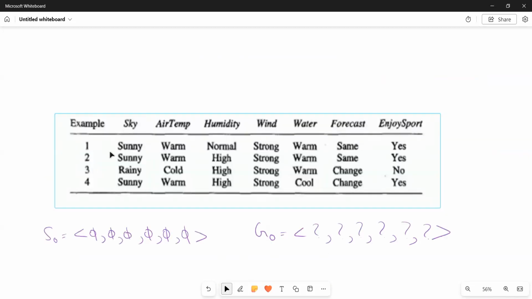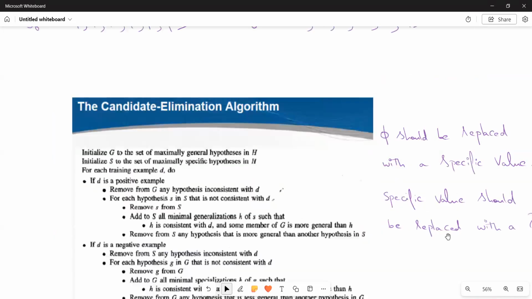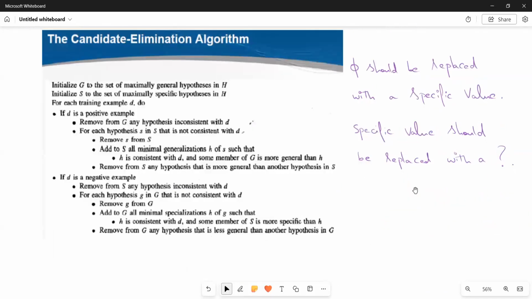These are your specific values: sunny, rainy, warm, cold, normal, high, strong, your same and change. These are your specific values. And when you go for a comparison with your specific value, your specific value should be replaced with the question mark. Your null will be replaced with a specific value and your specific value will be replaced with a question mark. That is what happens with your positive example.